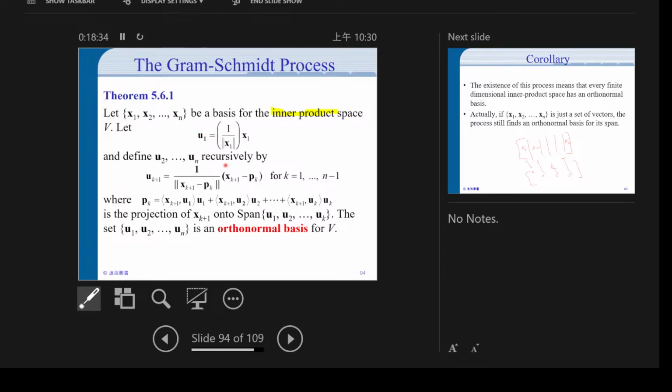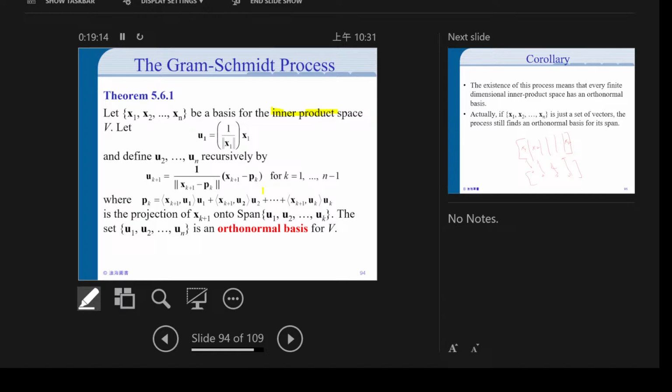And you can find your u2 to un recursively by having that the k plus 1 u is determined by the renormalization of this normalized difference between this xk plus 1 and its projection onto this previous uk. Okay, so we have this pk, that's a projection of xk plus 1 onto all those previous u. So inner product between xk plus 1 to all those u.